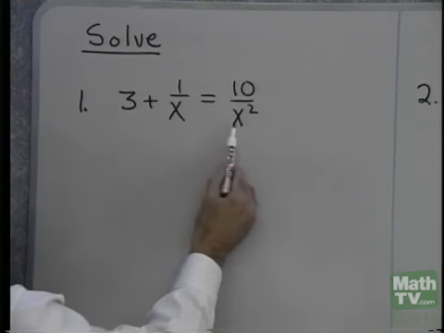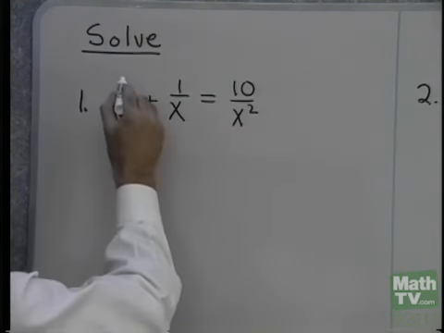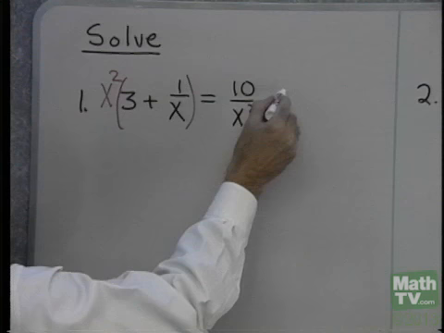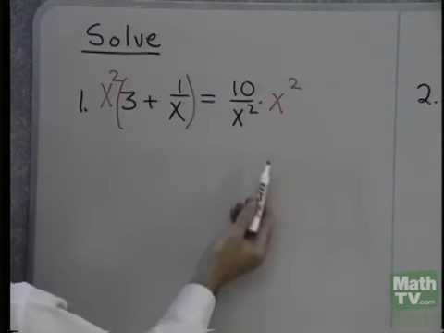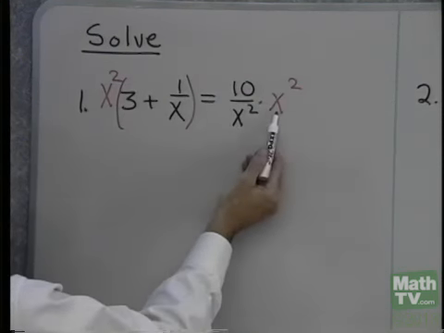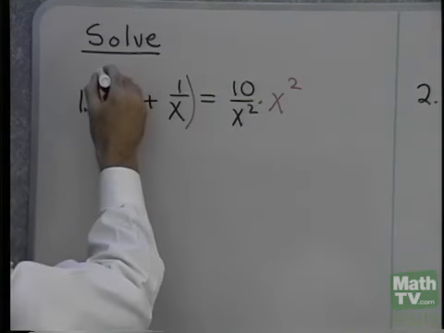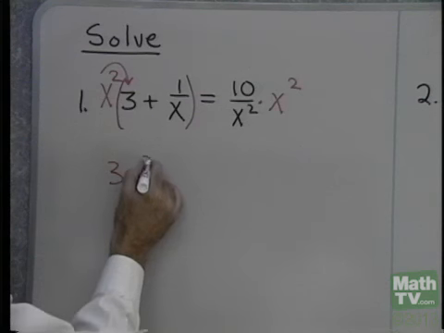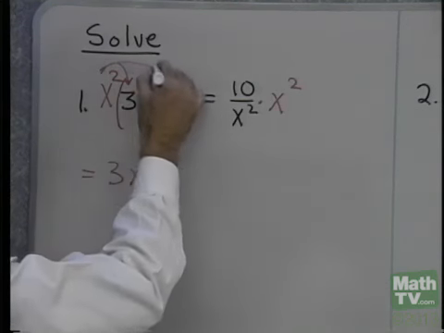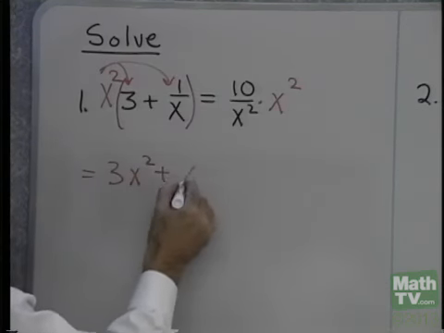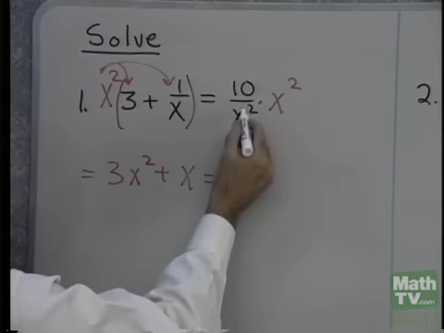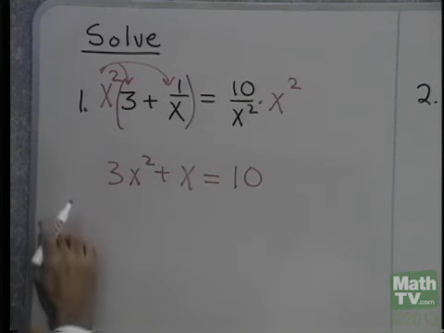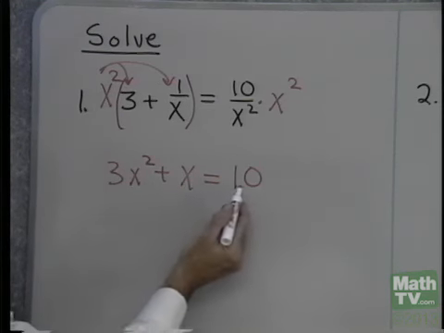Well, what I'm going to do to begin this problem right here is clear it of fractions. I'll take my least common denominator, which is x squared, and simply multiply both sides by it. Now I'm not going to let x be 0 anyway, so I know I haven't multiplied both sides by 0. x squared times 3 will be 3x squared. x squared times 1 over x will be x. And then 10 over x squared times x squared will be 10.